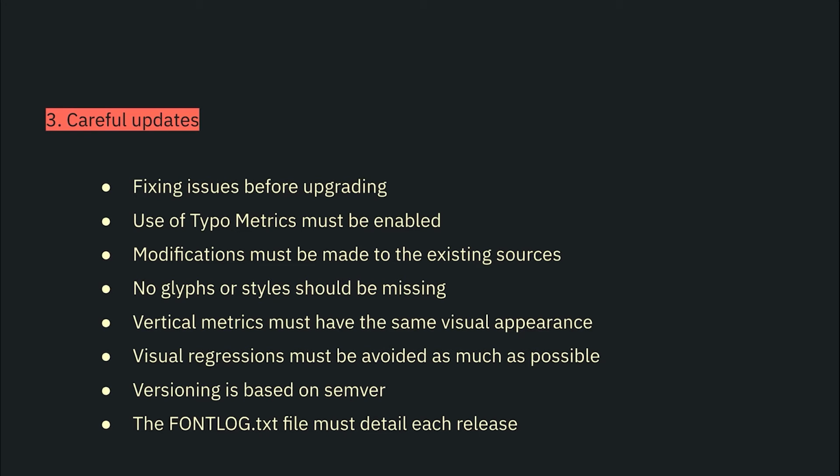No glyphs or styles previously served should be missing. Vertical metrics and overall proportion of the font must have the same visual appearance as the published fonts to end users. Visual regressions must be avoided as much as possible. Versioning within the font is based on SemVer, semantic versioning, going from patch to major significant version. And a font log file should be created or updated, detailing what changed on the project.